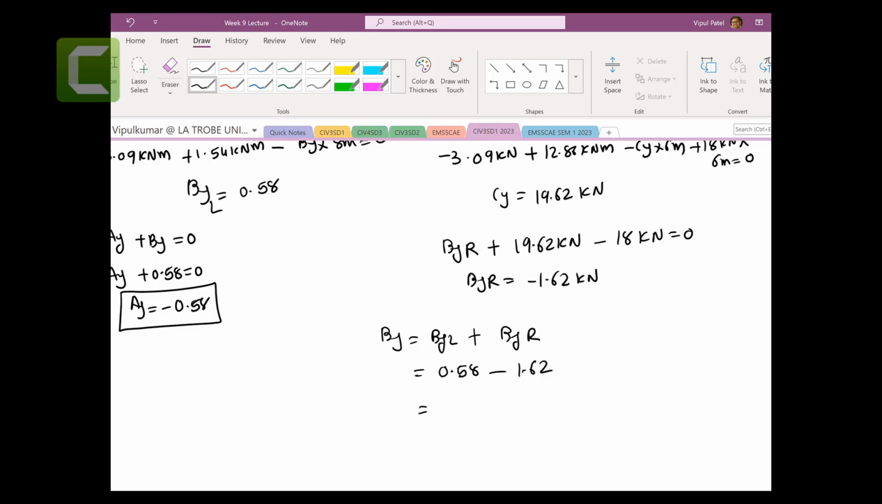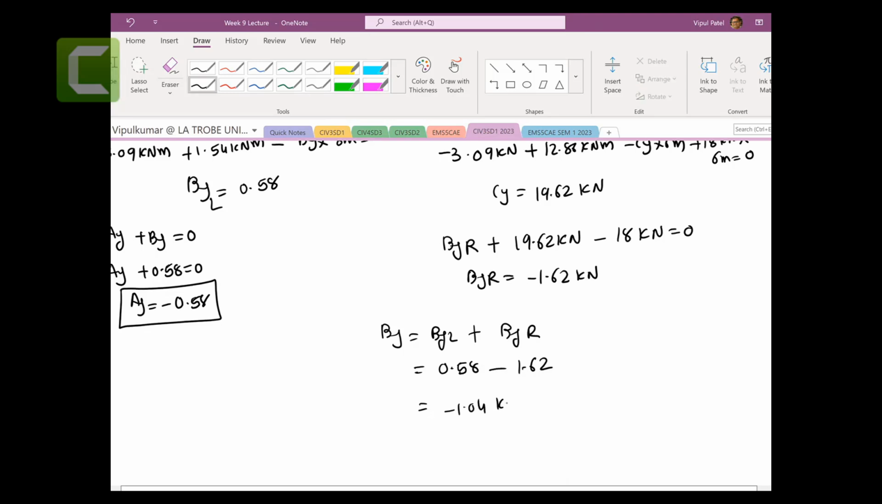I will fix up and let you know. I think the answer is there, but somewhere I screwed up something. That would be 0.58 minus 1.62, so minus 1.04 kilonewtons. Somewhere I think I can fix it later, but I hope you get the overall details.